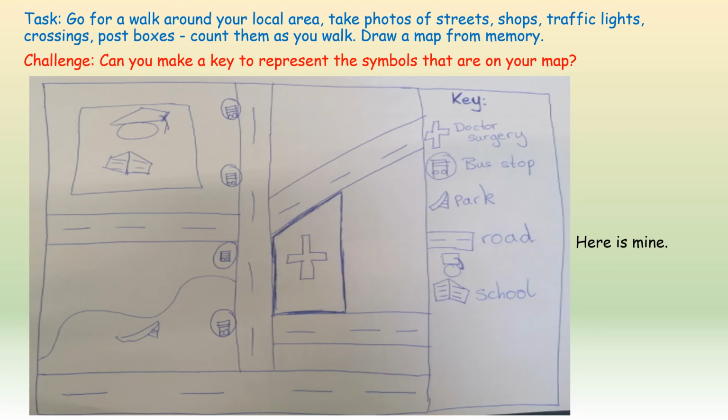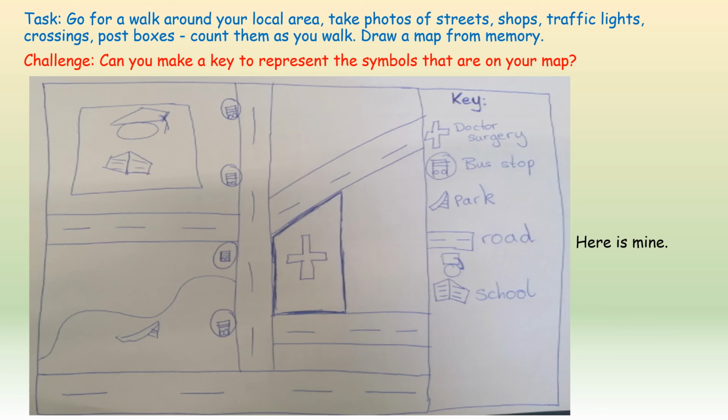There's also a school that's in my local area, and you will see the key for my school is a book, and it's supposed to be a head with a hat on. So I've drawn that to represent the school. And there's also a park, and I've drawn a slide, if you look at my key, to represent the park, and you can find the slide on my map.